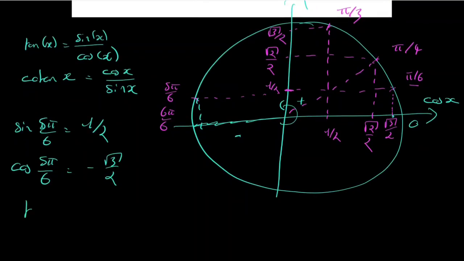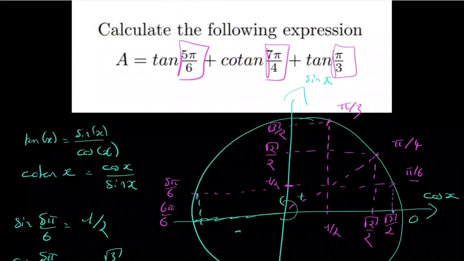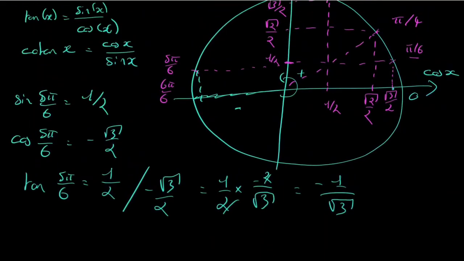And so we've got the tangent of 5 pi over 6 that is equal to 1/2 divided by minus square root of 3 over 2, which is equal to 1/2 times minus 2 over square root of 3. We can simplify those two together and we are left with minus 1 over square root of 3. Now the second angle is 7 pi over 4.